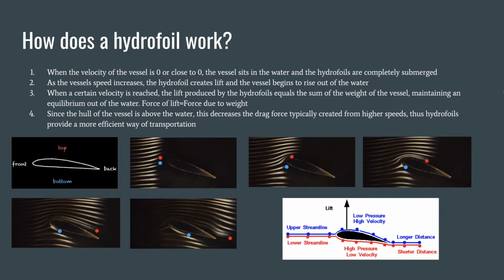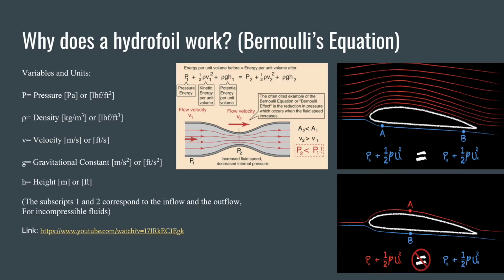Taking a look at the bottom right diagram, we can conclude that the molecules on the upper surface travel faster than the water molecules on the lower surface, thus creating a pressure difference on both sides of the hydrofoil. A higher velocity results in a lower pressure, and a relatively lower velocity results in a relatively higher pressure. As an end result, this creates a lift force from the pressure difference. We can explain this phenomenon with Bernoulli's equation.